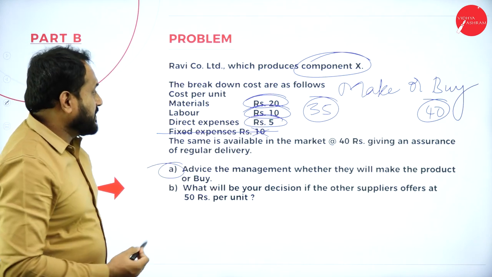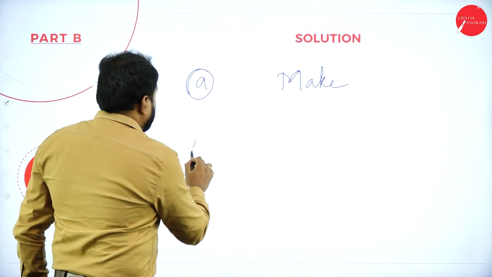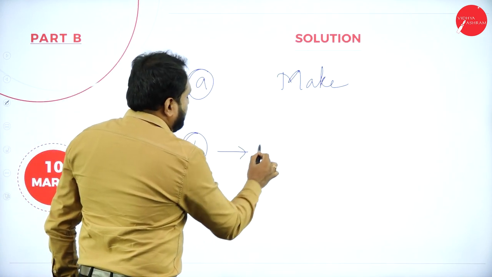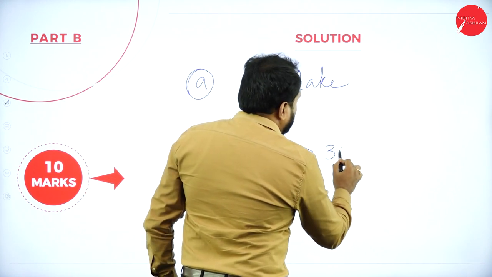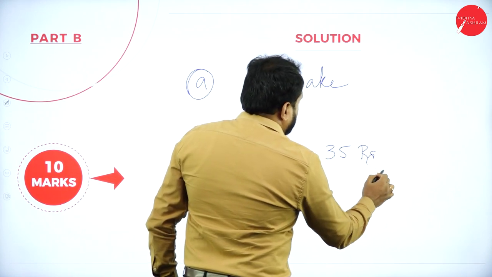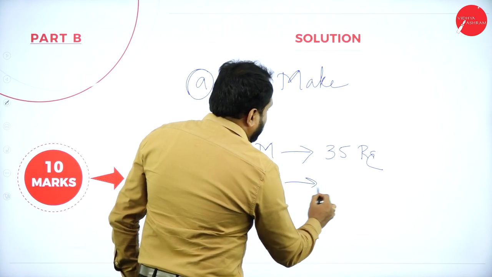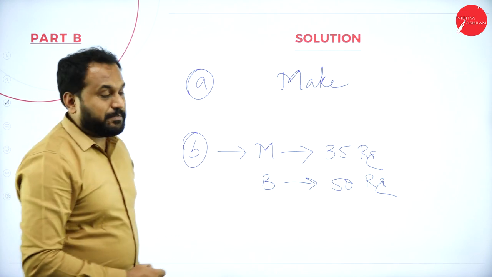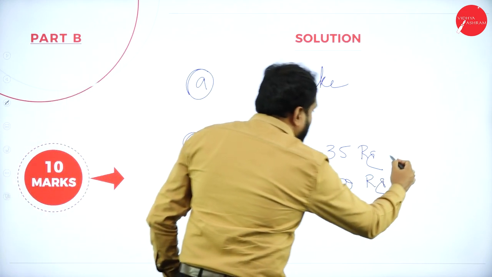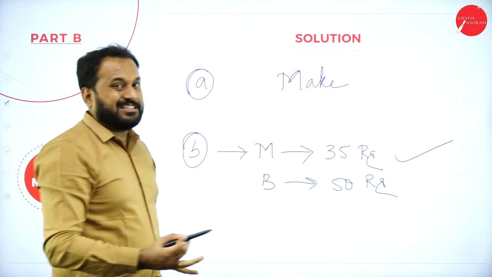Next question, after A: what will be your decision if the other supplier offers at 50 rupees per unit? See here, next B. If I make, it is how much? It is 35 rupees. If I buy, it is 50 rupees. Now again, you tell me, what is the answer for B? The answer for B is also, I'll make the product. Very simple.